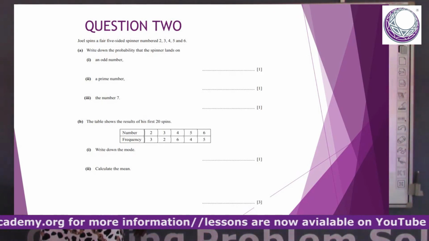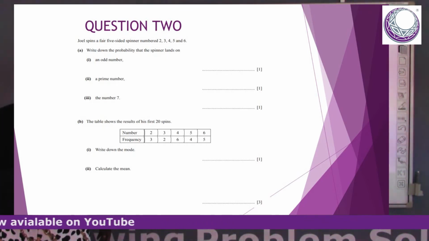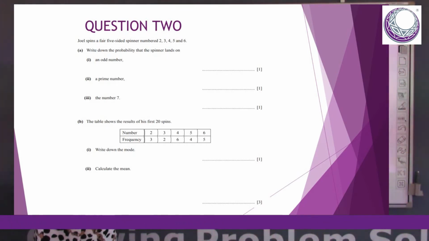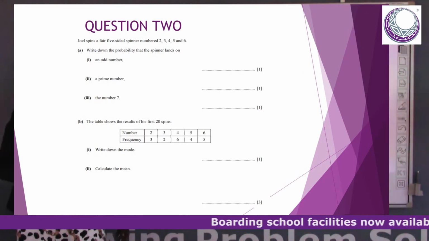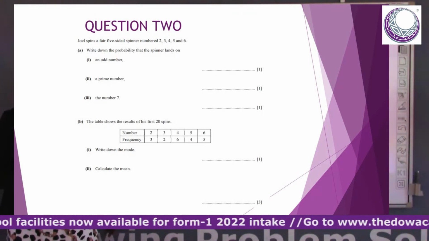The third one is just the probability of the number 7. Now, do we have any 7? No. There's no 7. So where it is impossible in probability, the probability is 0.